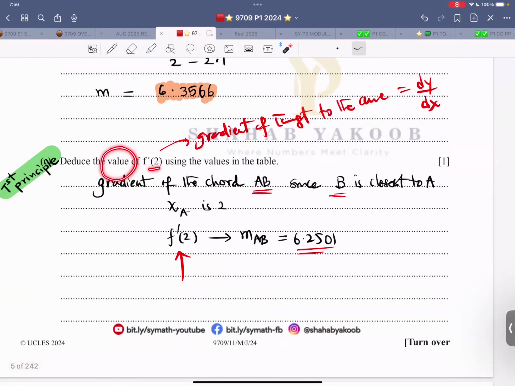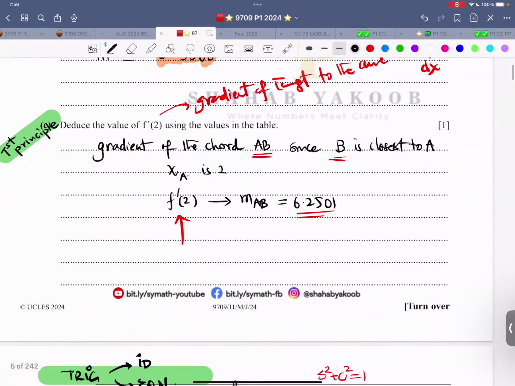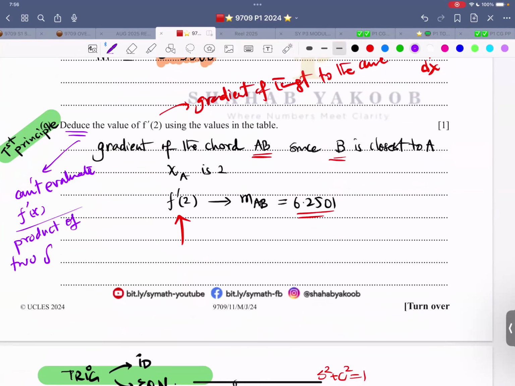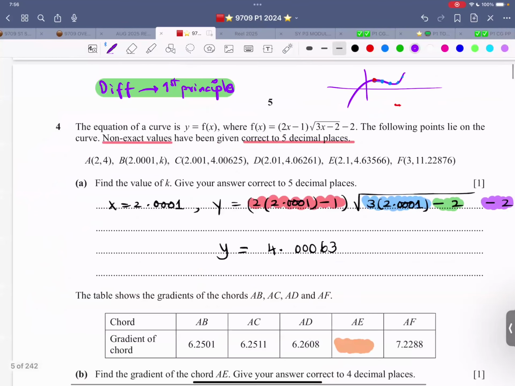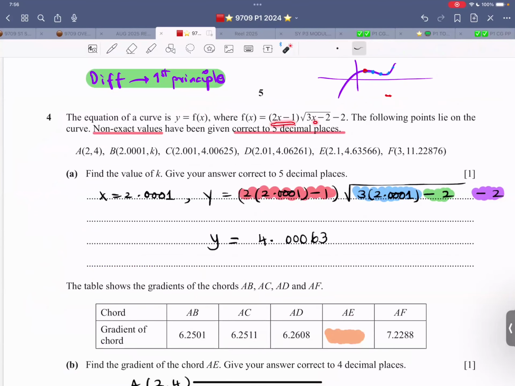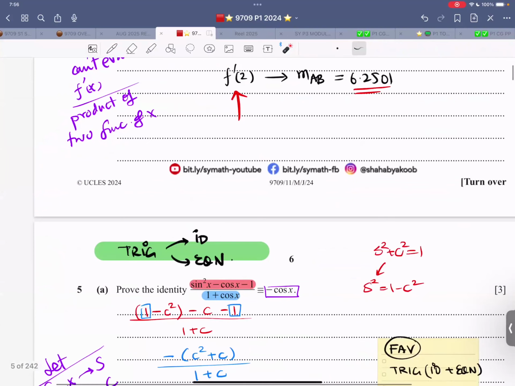So now what they are saying is this. Deduce the value of f prime 2. The first thing that you need to realize is that they're asking us to deduce. Why? Because we cannot evaluate f prime x because it is a product of two functions of x. Where are the functions of x? There it is. This is something x, this is something x, this is a constant. Yes, you can ignore it because the derivative is 0.